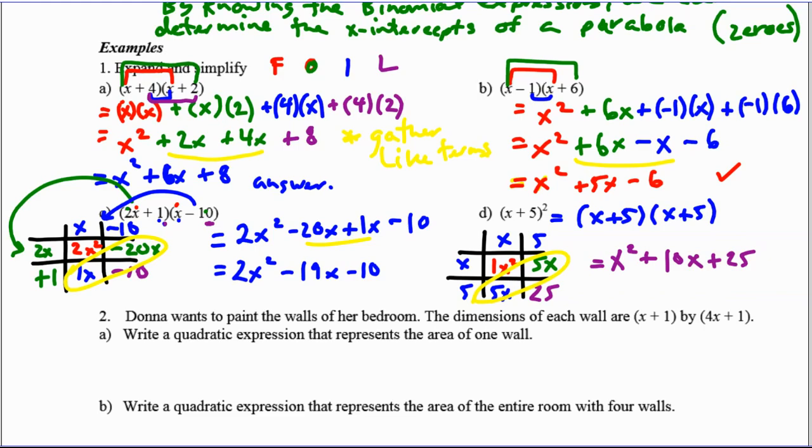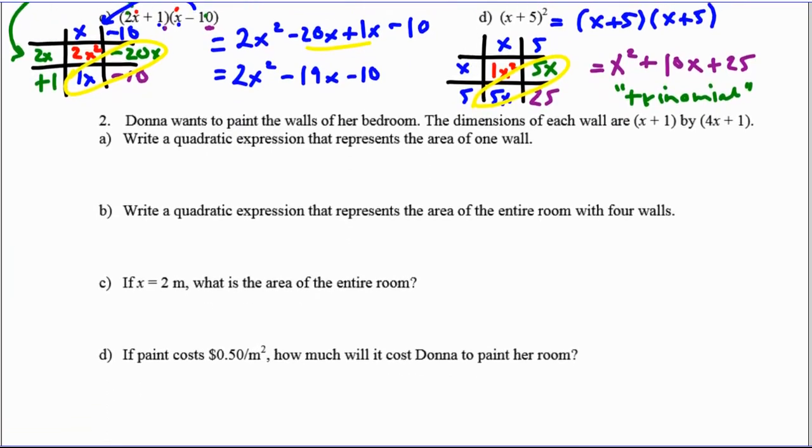Now, we didn't say this yet. We have a trinomial. So very good. In each case, most of the time we get a trinomial. And that's what we know parabolas and quadratics look like. They look like trinomials when we get them all written out in standard form. So, very good. Let's move on to word problems.